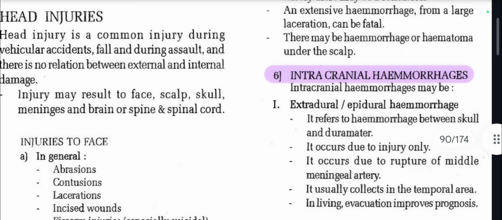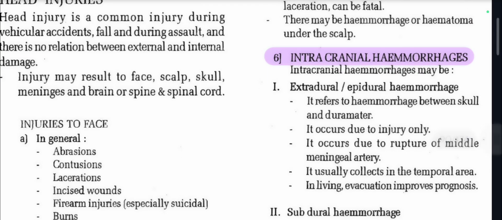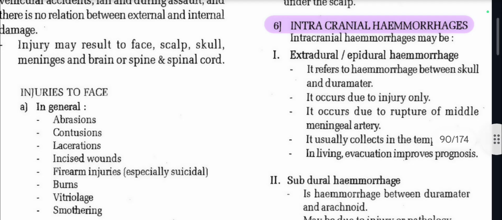Now, what are intracranial hemorrhages? Intracranial hemorrhages may be extradural or epidural hemorrhage, may be subdural and may be subarachnoid. So epidural hemorrhage refers to the hemorrhage between skull and dura mater. We all know very first layer is dura mater, second one is arachnoid mater, and third one is pia mater. So the hemorrhage which occurs between the skull and the dura mater is epidural hemorrhage.